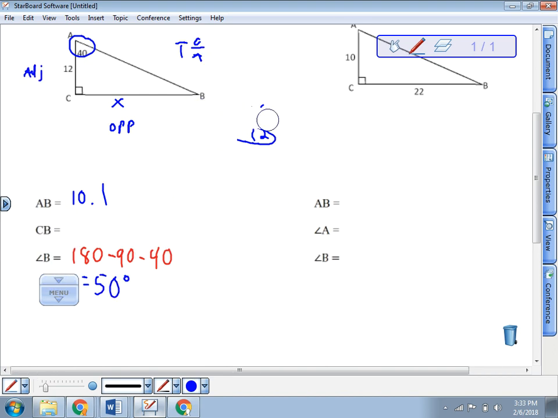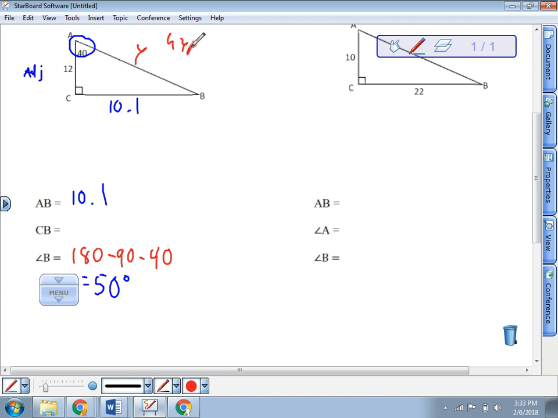Now that I know that x is 10.1, I can either use the Pythagorean theorem, because I know two of the three sides, or I can do trig again. I know a lot of you are going to go leg squared plus leg squared equals hypotenuse squared. But for the sake of practicing trig, let's do this again. Now I want to find y. I know the adjacent side, and y is our hypotenuse.